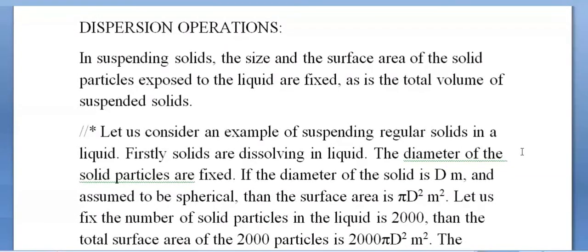Then once this kind of dynamism is attained, I will stop the supply of the inert gas. Then I will admit my second raw material to it. This is the meaning of suspending solids. Very good. In suspending solids, the size and the surface area of the solid particles exposed to the liquid are fixed, as is the total volume of the suspended solids. Very good. What is the meaning of it?